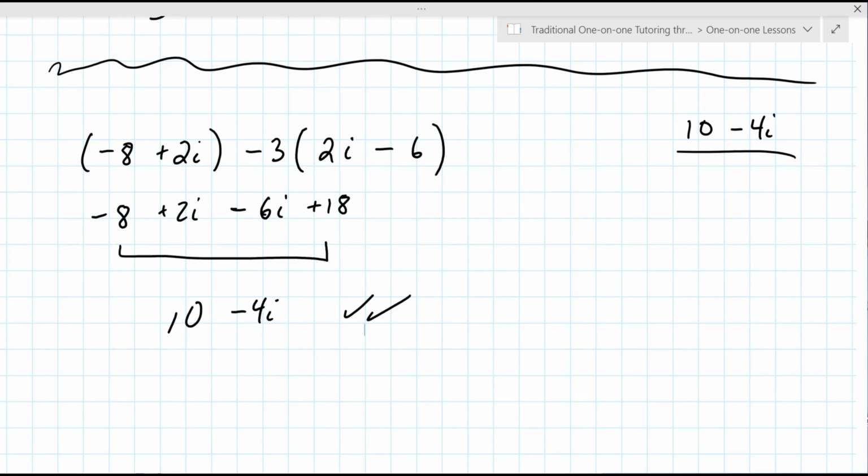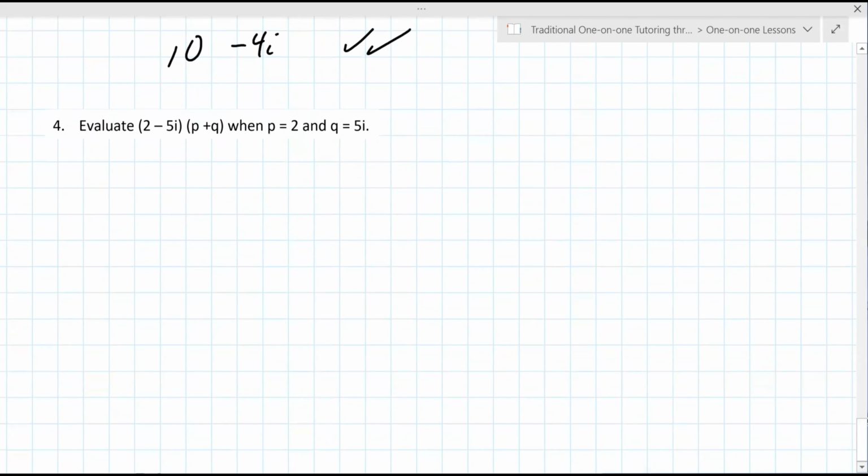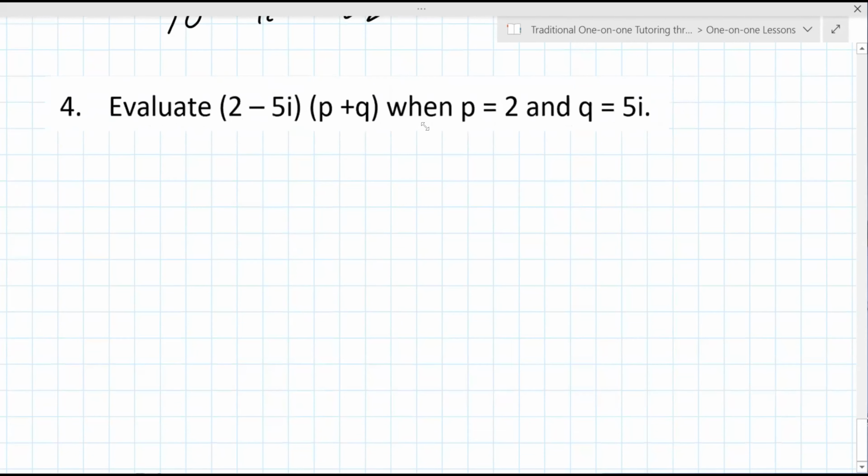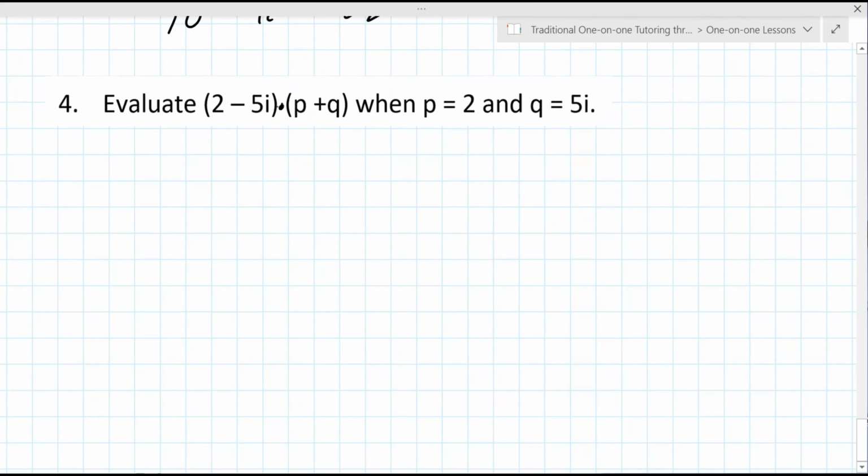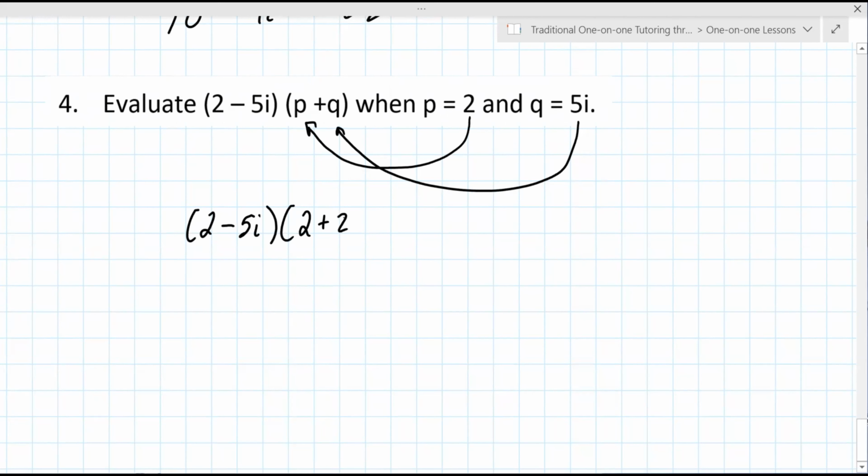All right, so let's move on to multiplication. And we will finally go back to 4. Number 4 says evaluate, and it's referring to multiplication between them. You actually do have to substitute these in. So that's 2, and that's 5i. So we've got 2 minus 5i, 2 plus 5i.